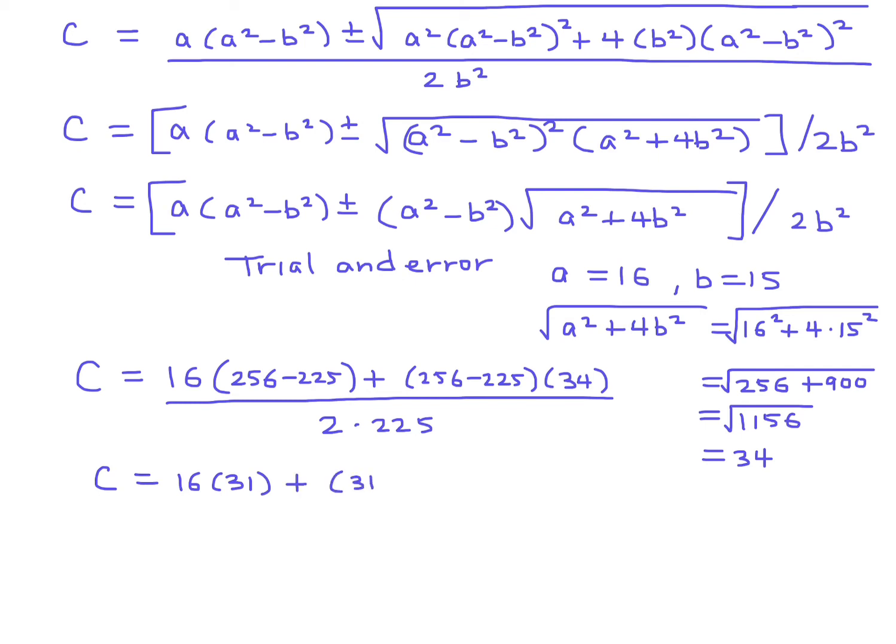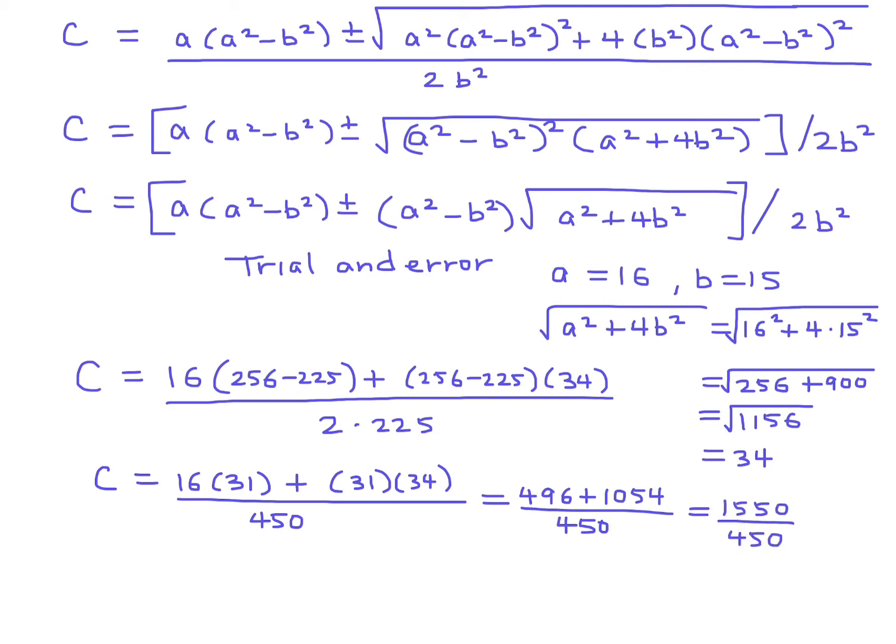So this is 16 times 31 plus 31 times 34, and that's all over 450. And that is 496 plus 1054 over 450, which is equal to 1550 over 450. Divide top and bottom by 50, and you get 31 over 9. So there we go, I've got myself a triple: a is equal to 16, b is 15, and c is 31 over 9.